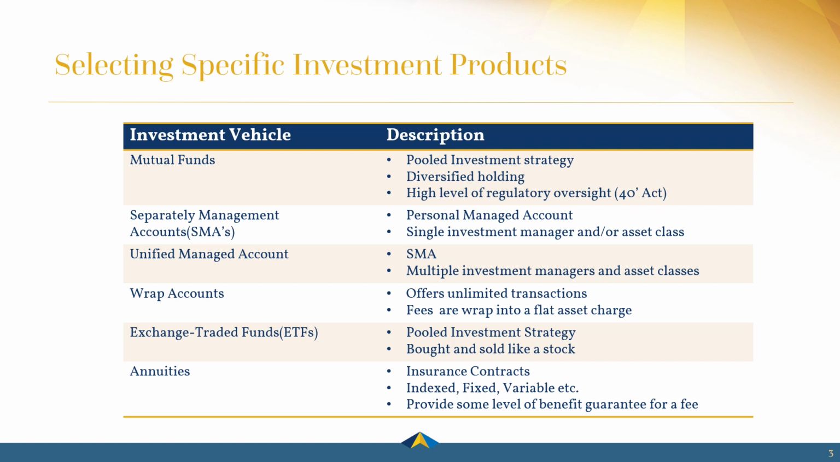Another variation of that is a unified managed account, or a UMA. A UMA might be an SMA with multiple investment managers and asset classes. A further refinement on this is a wrap account. A wrap account is a type of account that offers unlimited transactions, and the fees are wrapped into a single flat asset management charge. You may buy or sell a number of various securities, and it's all included within that one wrap fee. Everything in a wrap account is paid for through that single fee.